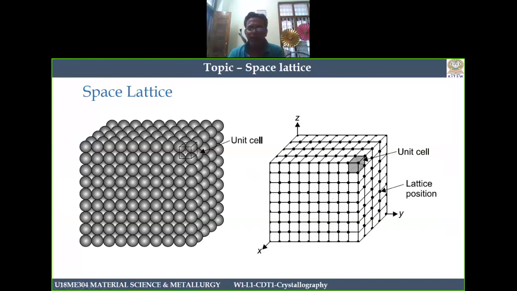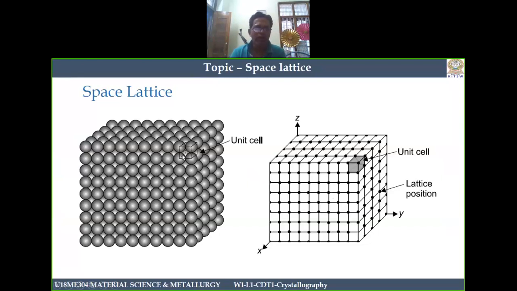And if I replace these points by atoms, then it will become a space lattice or crystal lattice. These points here are lattice positions in three directions: x, y, and z direction. The same is with the crystal lattice. You can see all the atoms are indicated here as spheres. So actually this is called the sphere model.